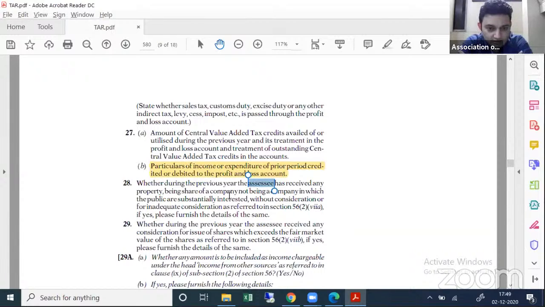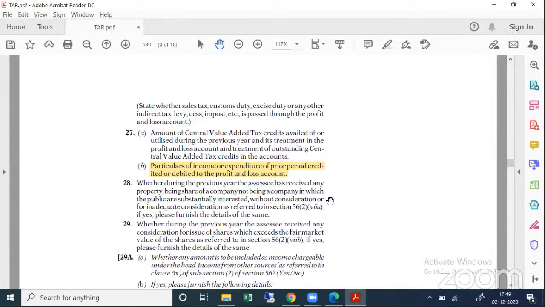Can you move to point 31? Push it on the screen. Oh, sorry. Yeah.